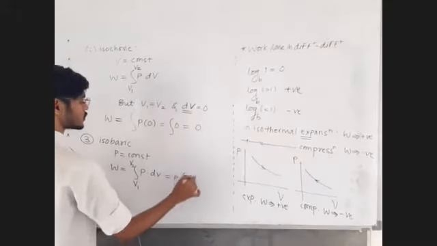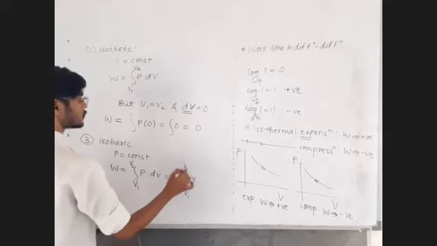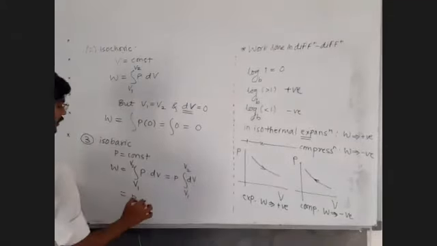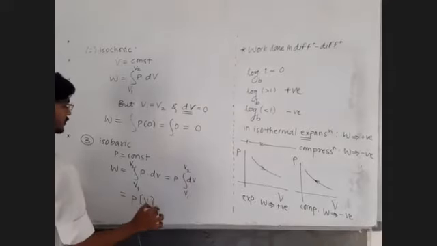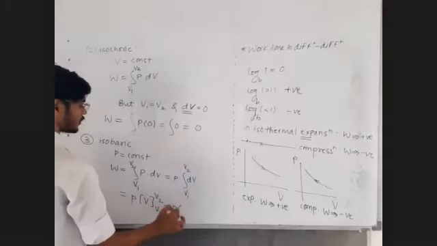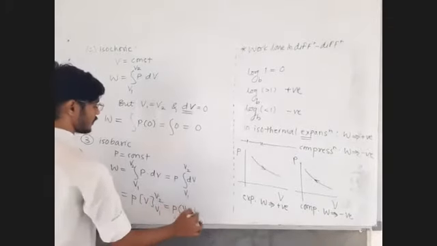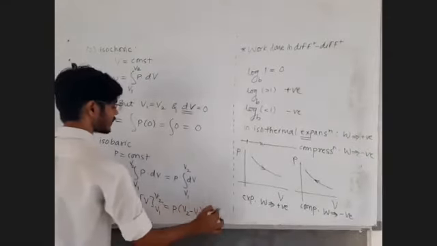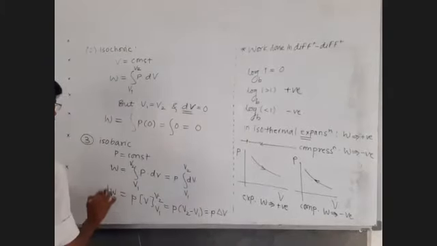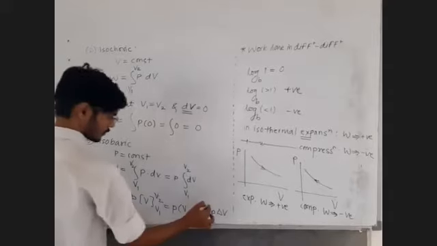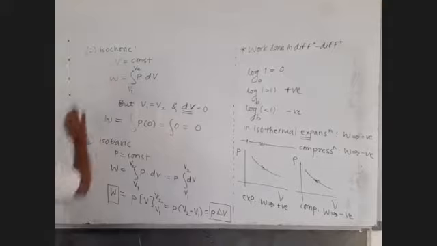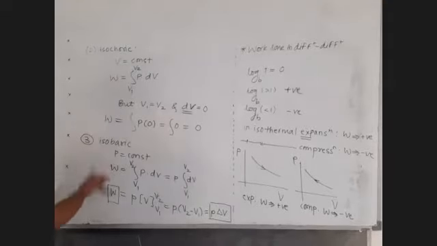Yes, sir. What is the integration of dV? Sir, it is V. What are the limits? Sir, V1 and V2. Sir, P as it is, upper limit V2 minus lower limit V1. Sir, it is P delta V. Isobaric. These two points we already knew.